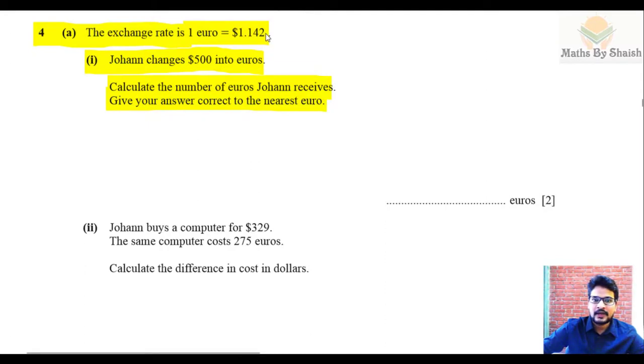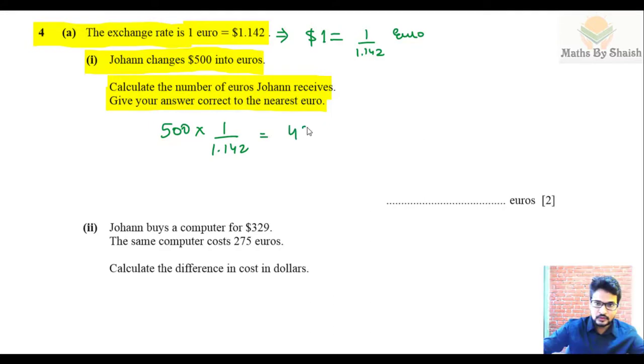So here, if we have €1 equals $1.142, it means $1 would be 1 upon 1.142 euro. Now if we have the unit value, then we can calculate 500. For 500 it would be 500 upon 1.142 euros, and that would be 437.82 and so on. So correct to the nearest euro, it would be 438 euros.